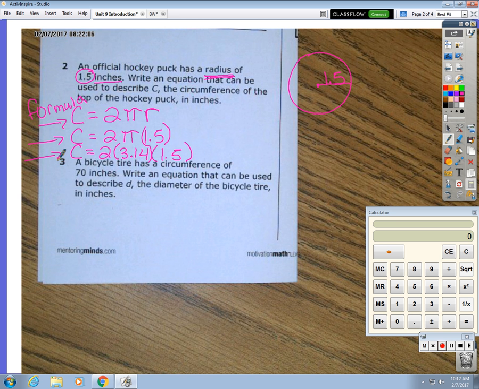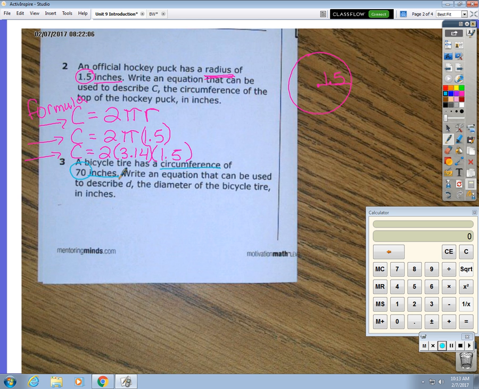On number 3, we've got a bicycle tire that has a circumference. What does circumference mean? All around the outside edge of 70 inches. So we know already how far around the bicycle tire it is, right?